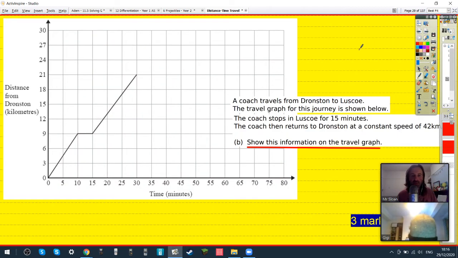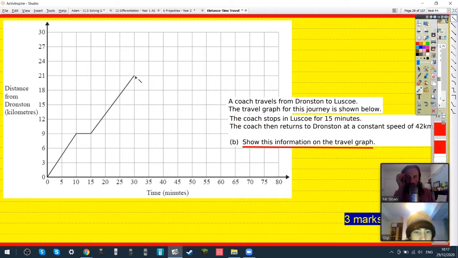Okay. How about this one? Stops for 15 minutes. So it'll be a straight line from 30 to 45.